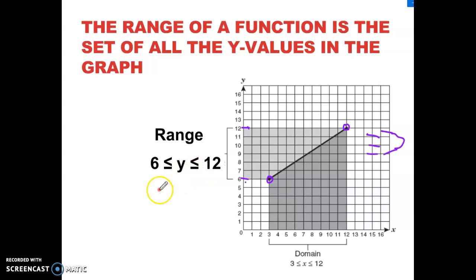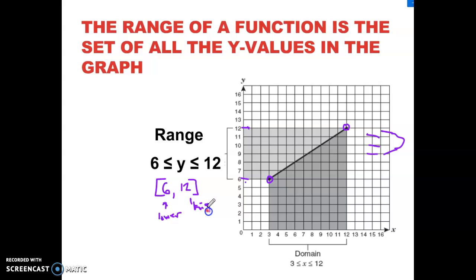And when you're making these inequalities, we could also write it as interval notation. That would be [6, 12]. And we always put the lower number on the left, and then the higher number on the right hand side.